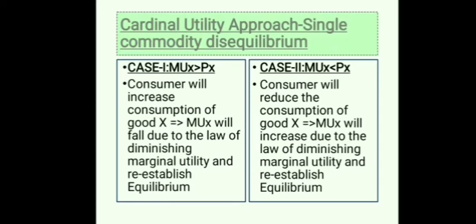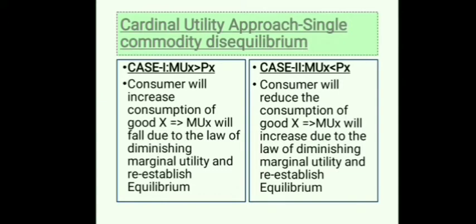First, let's see the case of disequilibrium in the case of a single commodity using the cardinal utility approach. Basically, disequilibrium occurs when MUX is greater than or less than PX. When MUX is greater than PX, the consumer is getting more utility than the price paid for the good. So, the consumer will increase the quantity of the good, and by the law of diminishing marginal utility, MUX will come down and it will continue till MUX becomes equal to PX.